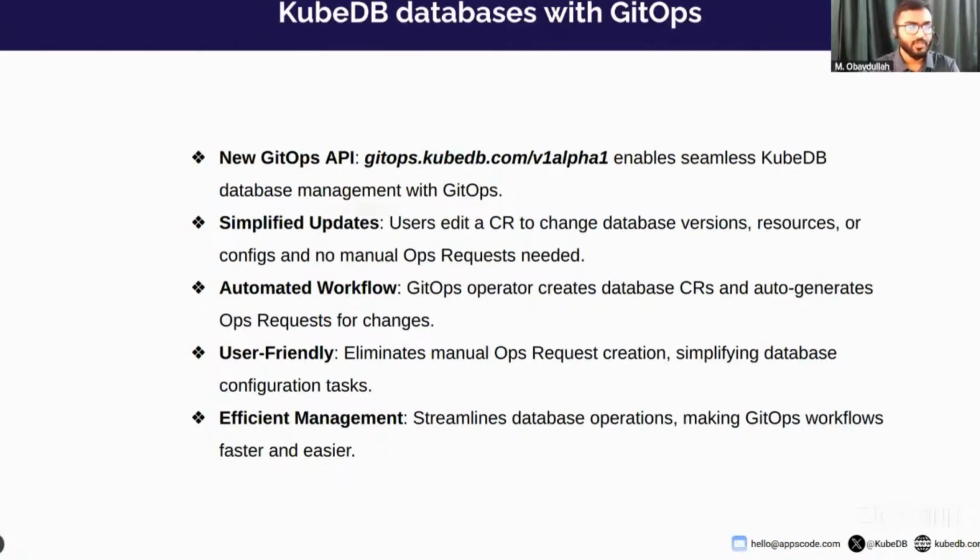User friendly. It eliminates manual ops request creation. That was our actual limitation in the previous kubedb.com/v1 API version. So we resolved that with this API version. Efficient management, streamlining database operations, making GitOps workflows faster and easier. You can use GitOps to make your infrastructure changes faster and easier.